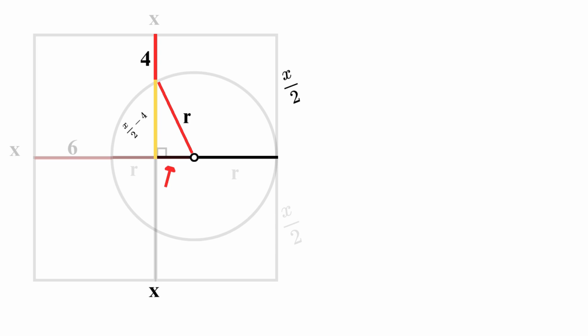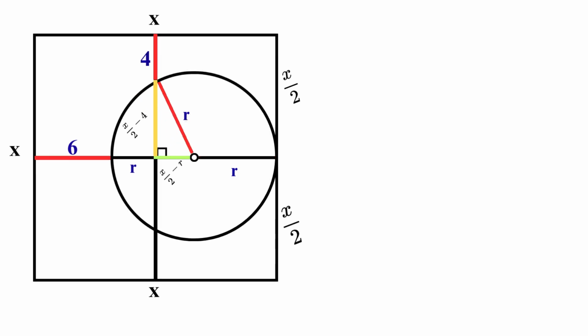Now, look at the horizontal side. The full length of this side is also x over 2, because all sides of the small square are equal. And we know the distance from the center to the edge of the circle is r. So we subtract r from x over 2. That gives us the horizontal side length of the triangle, which is x over 2 minus r. Thus, we have all 3 sides of the triangle. So, we apply the Pythagorean theorem.